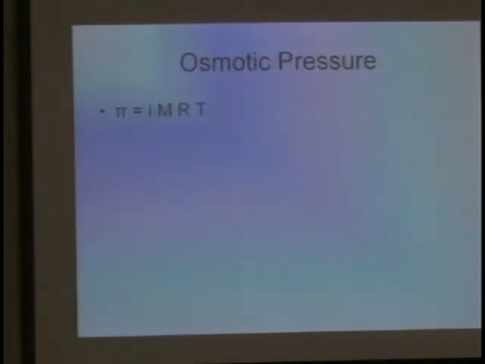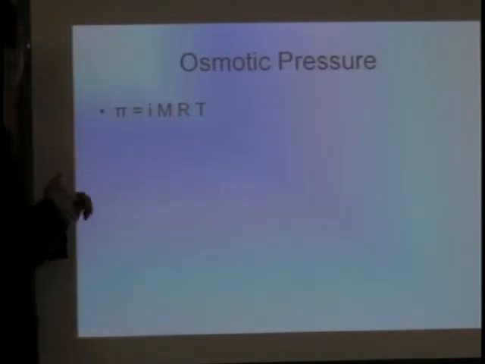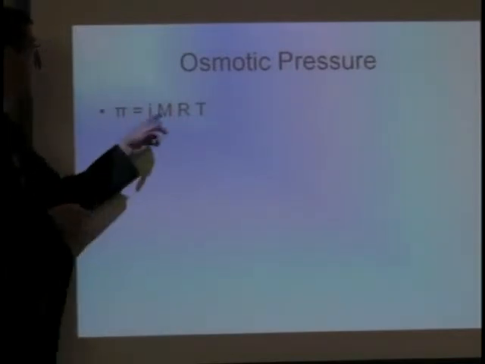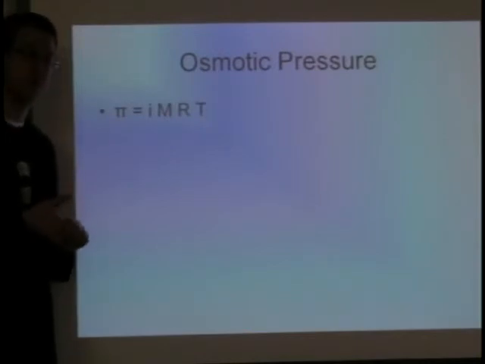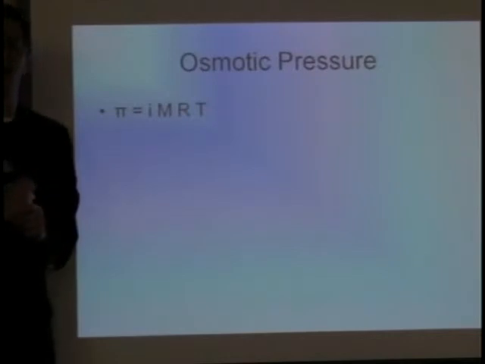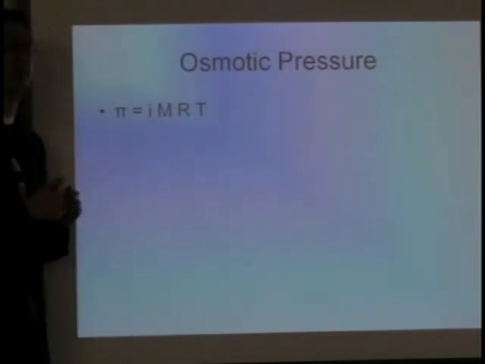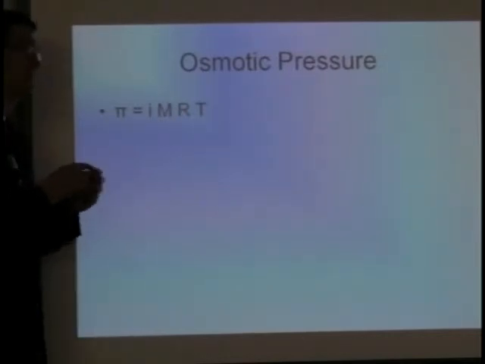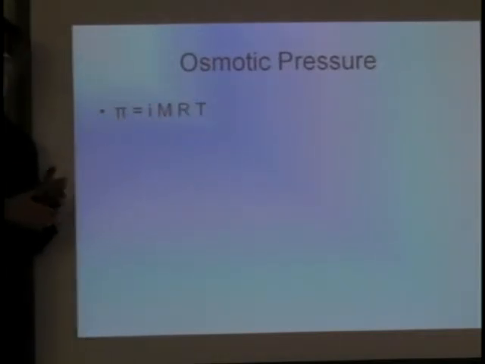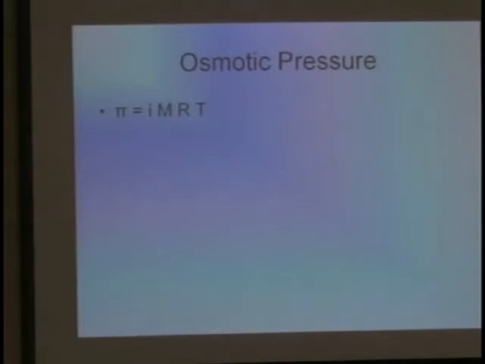Osmotic pressure is the last of the colligative properties. Once again, the i is for the Van't Hoff factor. Capital M means we're going to use molarity for this one. R is going to be the 0.0821. So again, the R for this is 0.0821 because we're not talking about energy at all. Lastly, temperature is in Kelvin. They do use the pi symbol to represent osmotic pressure.